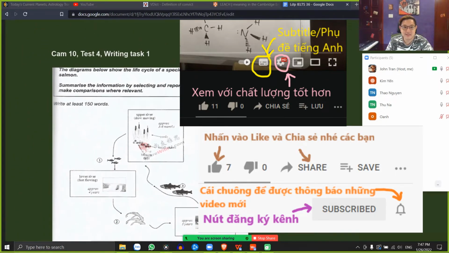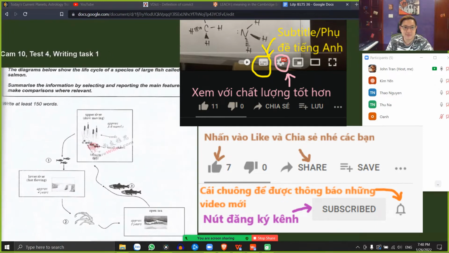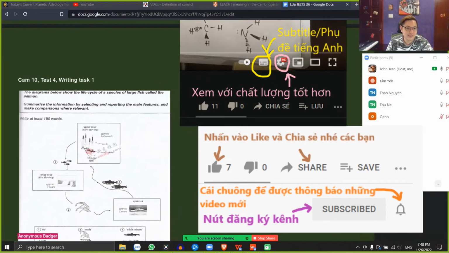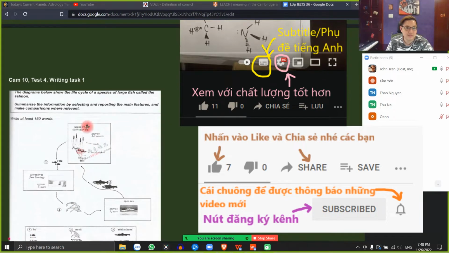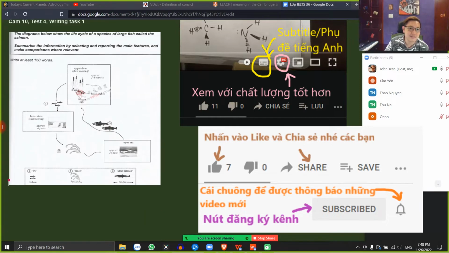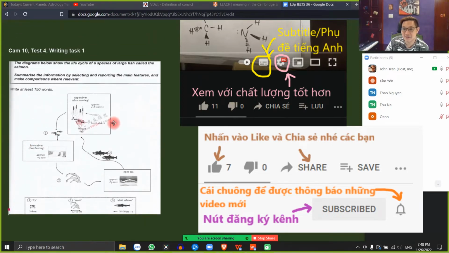In this video, I and my class, IELTS 36, are working on writing test 1 from test number 4, Cambridge 10 academic book. As you can see here, this is a picture I got from an illegal PDF. But never mind, who doesn't use illegal PDF when they study anyway?